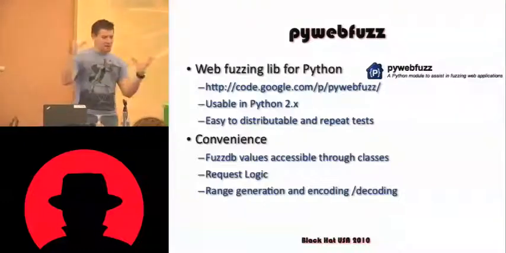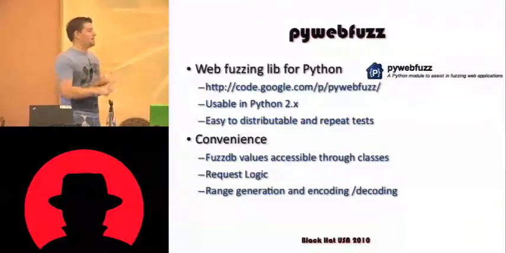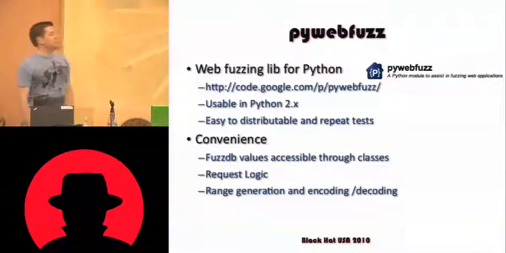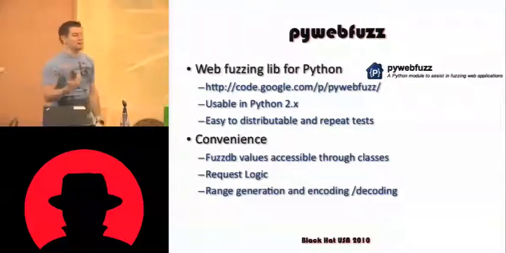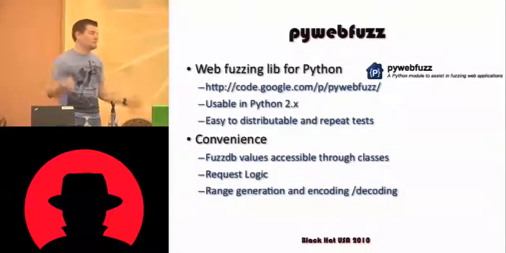It started to become a lot bigger than I intended. So I have the FuzzDB values available. I have request logic that's built into the utils, and I took the encoder lib from Dharma encoder and included it here as well. So you could grab any of those encodings and run with them.